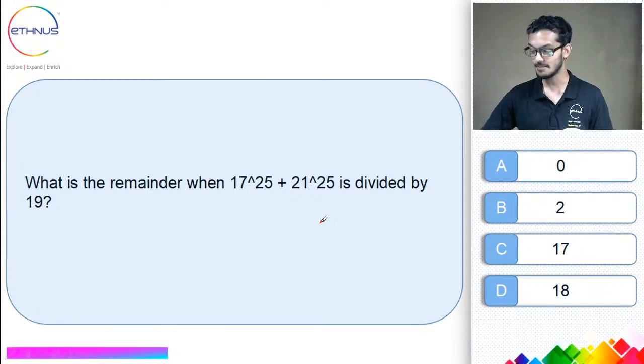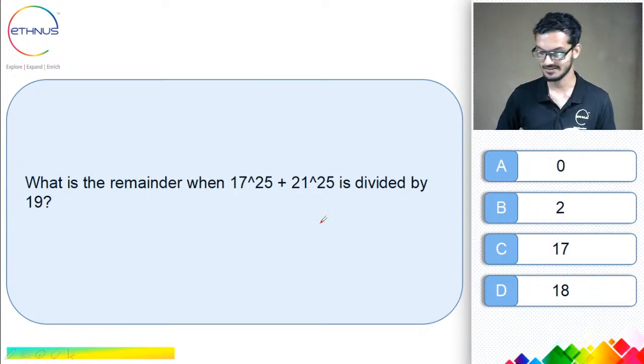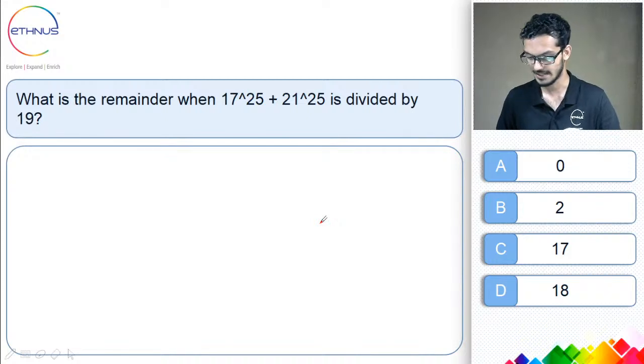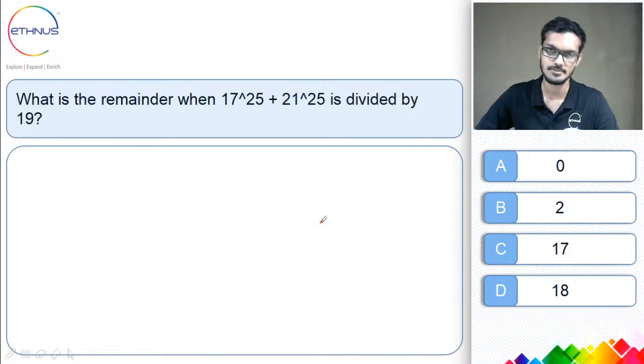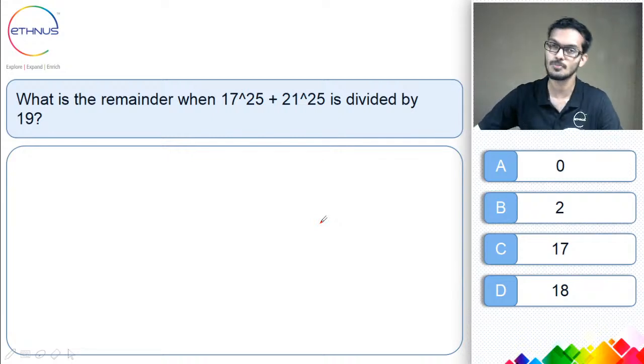Yes, wonderful. Time up, and I'm going to tell the answer for this problem. So here is the answer. What is the remainder when these two numbers are divided by 19? And as I already said, problems based on remainders are important. You might expect problems related to remainders.